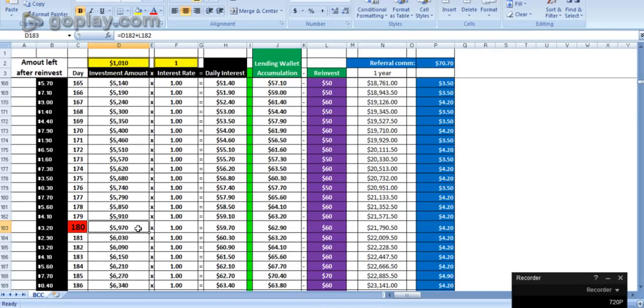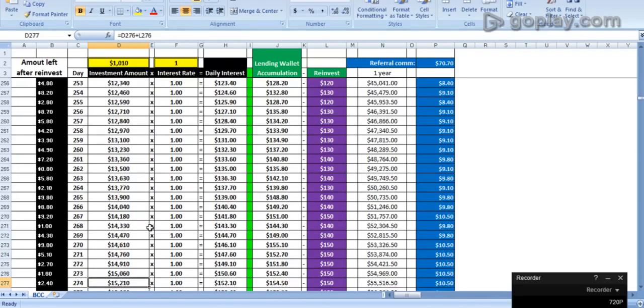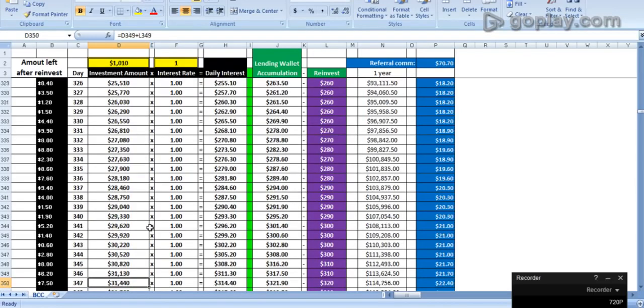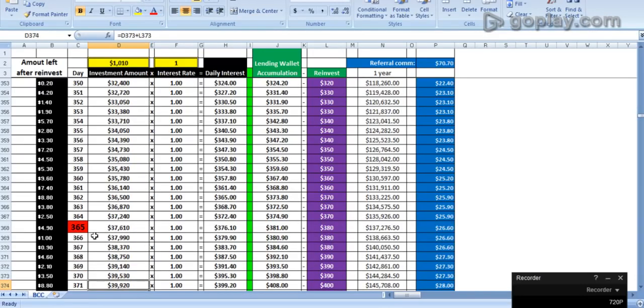I'm just going to go at some key marks, and like I said, you can look at this yourself later. I want to go out to 1 year. Here's 1 year at this. You invested $1,010 a year ago. Your $1,000 is now $37,610. You're making $376.10 every day. You're making new daily reinvestments of $380.